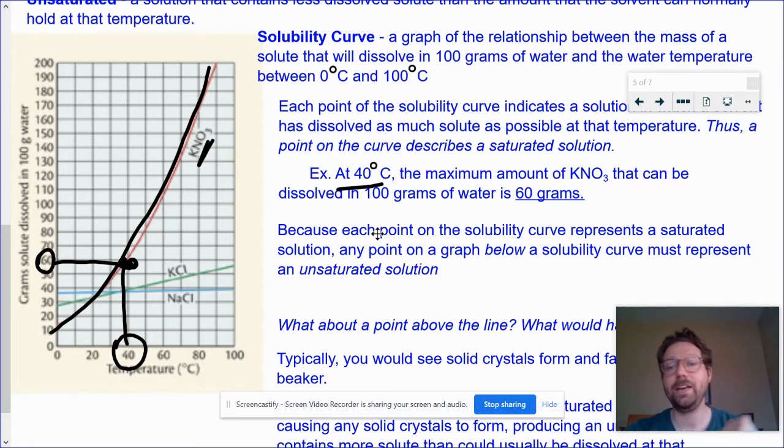If you added less than that, let's say you added 50 grams at 40 degrees Celsius of KNO3 with 100 grams of water, you would actually be unsaturated. In other words, you could add 10 more grams.